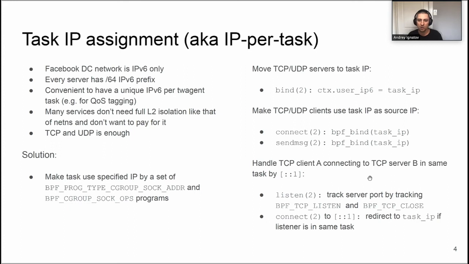Some applications try to connect to other applications in the same task using ::1. We handle it by tracking all listening sockets in a task with a TCP-bpf program that tracks TCP listen and TCP close states. When a connect to ::1 happens, we know if we need to override the destination with the task IP. This scheme works with reuseport and fast open, and has close to zero overhead.